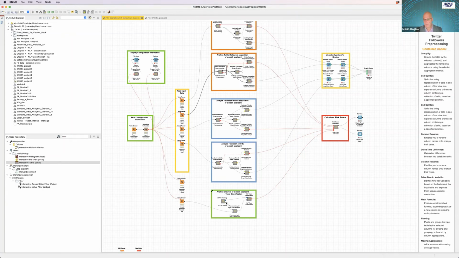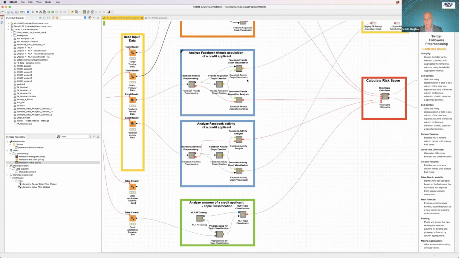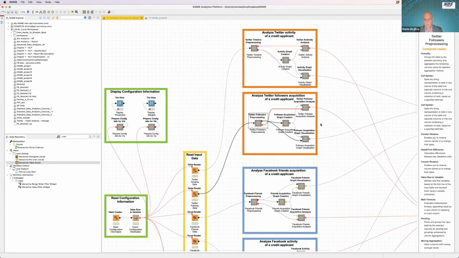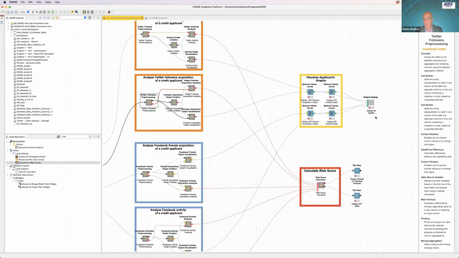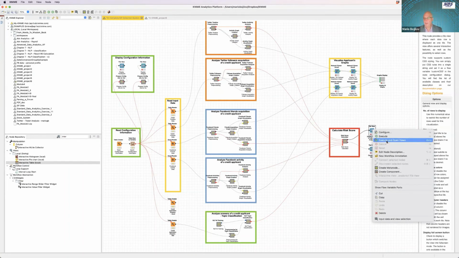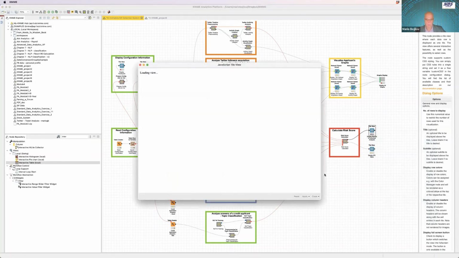At the bottom in the green frame, it's neuro-linguistic, natural language processing, and does topic classification. It analyzes Facebook activity and friends acquisition in the blue squares, looks at Twitter activity and so on. And at the end, it calculates a risk score for people in the bank to work out if this application is good or not. So we'll just run that risk score, and it takes a few seconds.